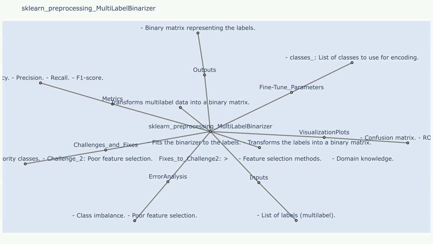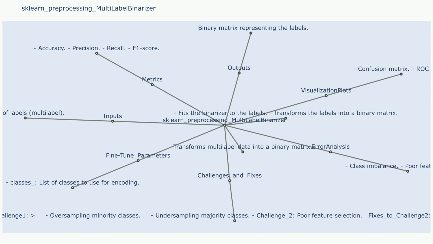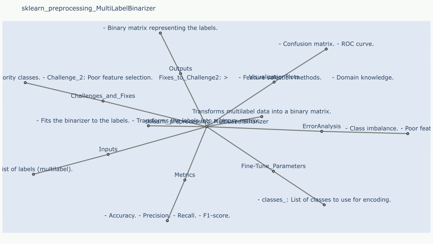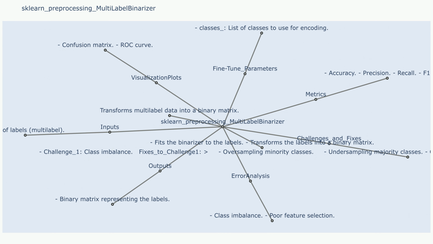Challenges and fixes. Challenge 1: the MultiLabelBinarizer can be inefficient for large datasets with a large number of labels, as it requires creating a matrix with a number of columns equal to the number of labels. Sample use case that resulted in challenge 1: a dataset with millions of samples and thousands of unique labels. Fixes to challenge 1: consider using a sparse representation for the output matrix, as this can significantly reduce memory usage.